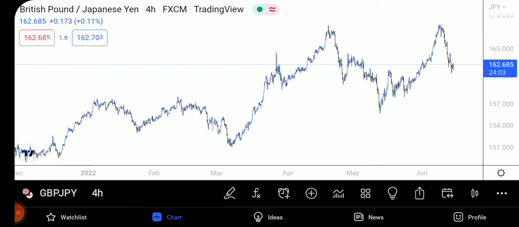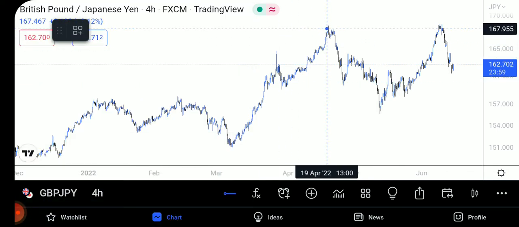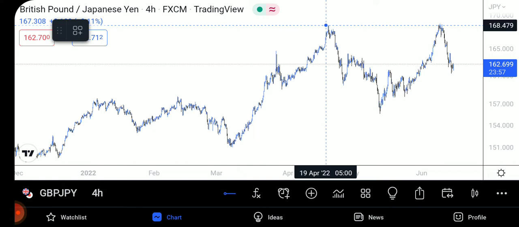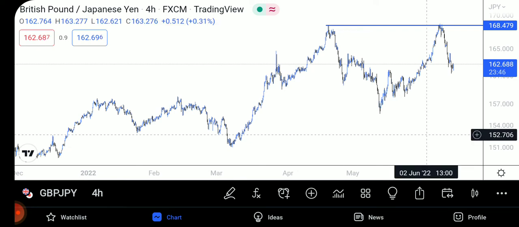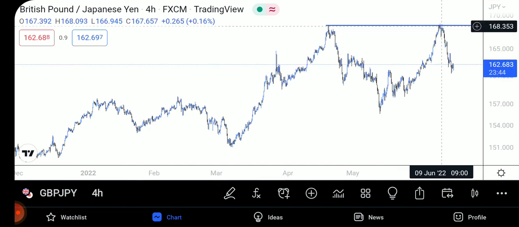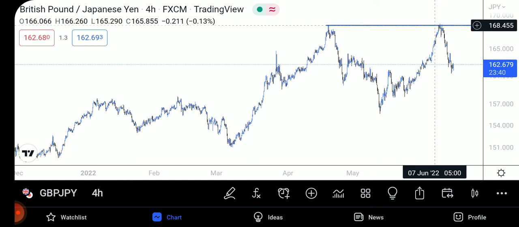So we mark this level here because it failed to breach here. Now we go down to the 1 hour time frame to get our entries. Let me say for instance it just came to touch now. It's approaching this level actually.